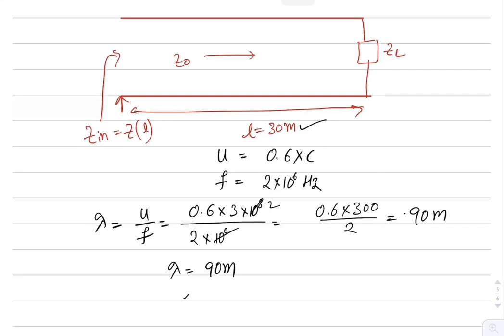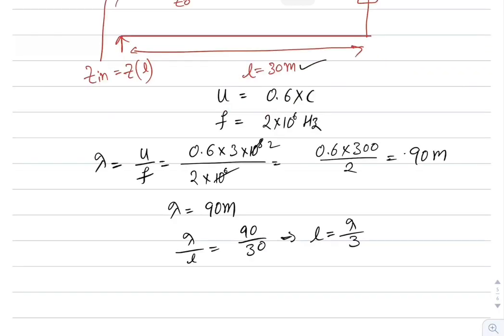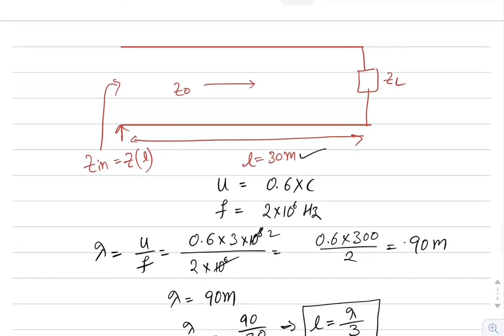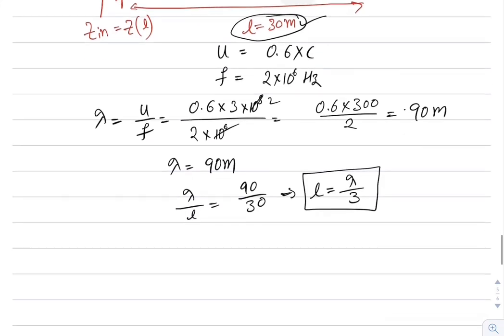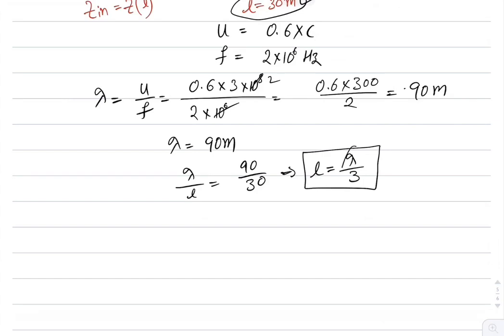The relation between these two is lambda by L equal to 90 by 30, that implies L equal to lambda by 3. That means if I have to move from the load to the source on the transmission line, I have to travel 30 meters. Similarly, on a Smith chart, if I have to move 30 meters, then I have to move lambda by 3 distance on the Smith chart.